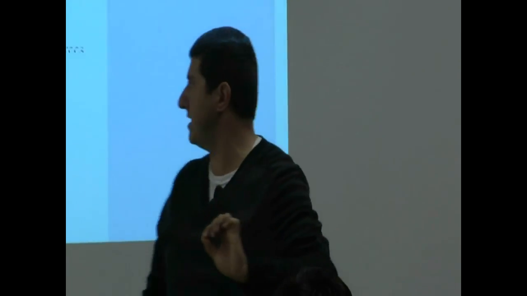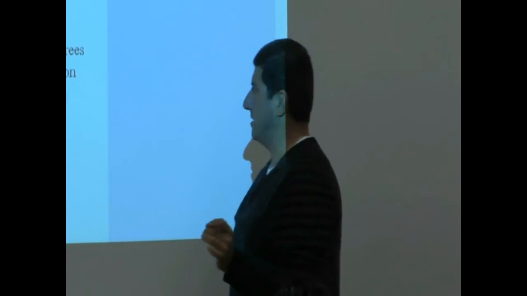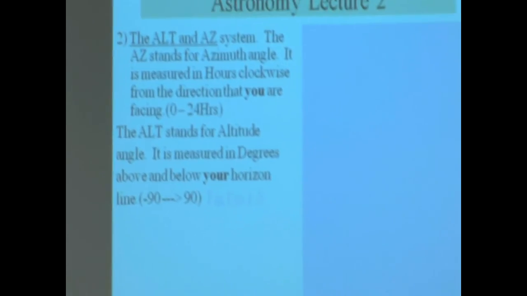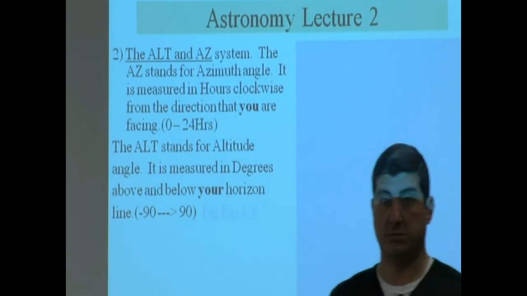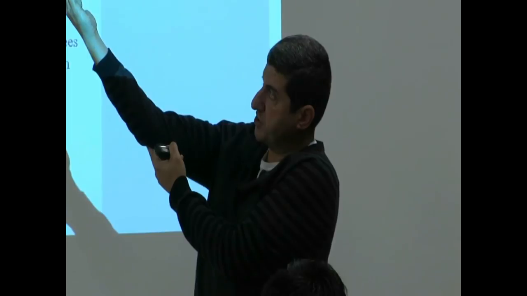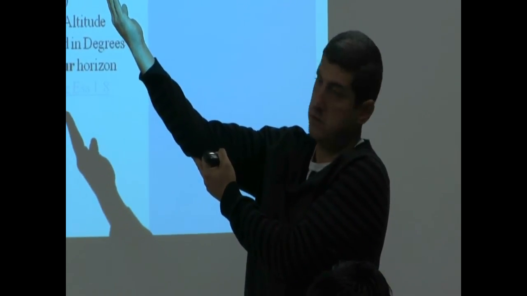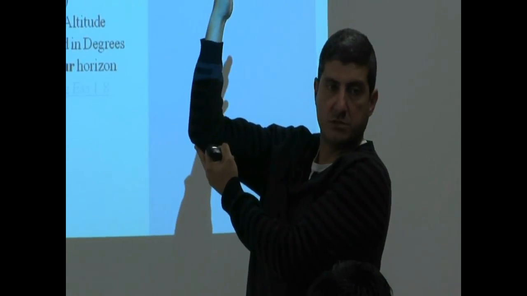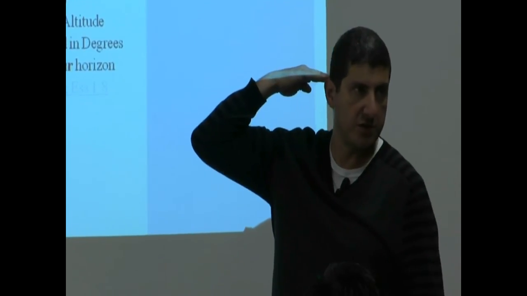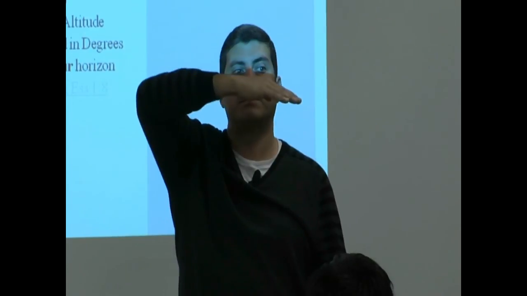The altitude also resembles the DEC system. The DEC went from what? Negative 90 to 90, right? So alt is like DEC, as AZ is like RA. The difference is the altitude is measured from your horizon. So if a certain star is barely at my horizon, I can barely see it, its altitude is 0 degrees, okay? As the star begins to rise, this angle is increasing. If the star is somewhere about here, the altitude is 45 degrees. It goes like that, 90 degrees, and then goes back down 45 degrees, and when the star sets, 0 degrees, you see? So 0, 90, 0 again.